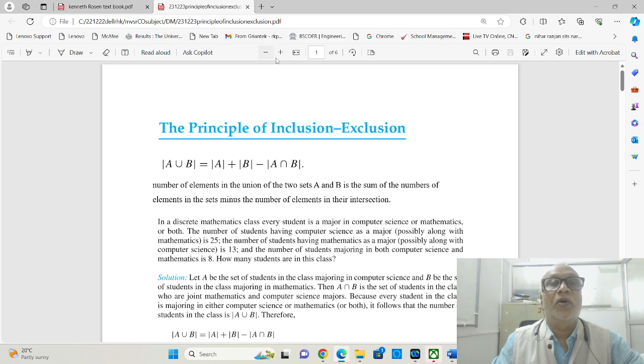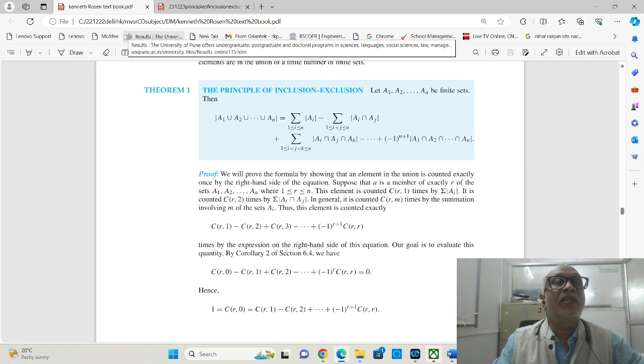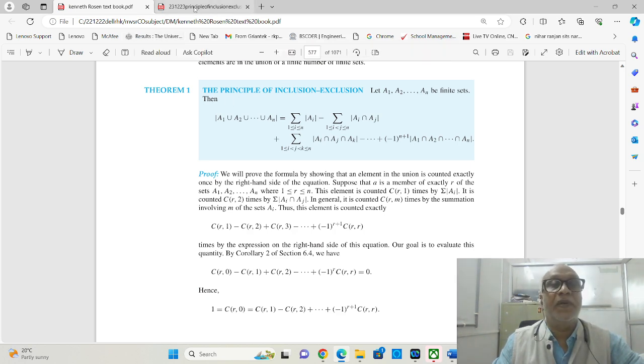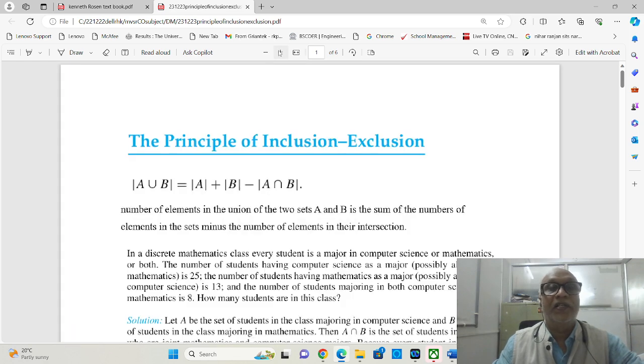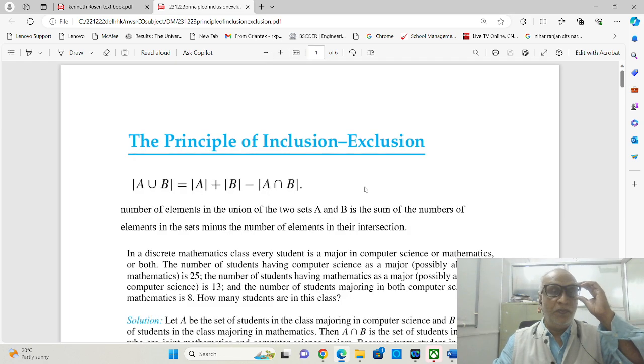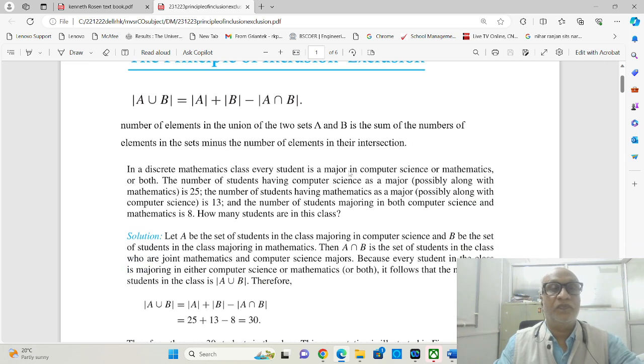So today's topic for the subject discrete mathematics is principle of inclusion exclusion. The contents are derived from Kenneth Rosen's prescribed textbook for the subject discrete mathematics. Let us look at the concept of principle of inclusion and exclusion. Let us try to understand this.